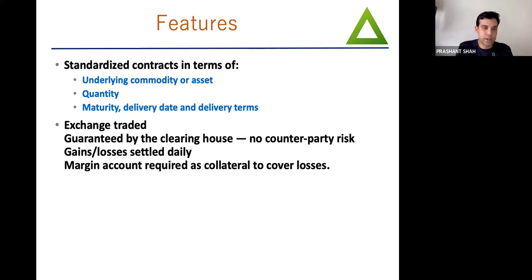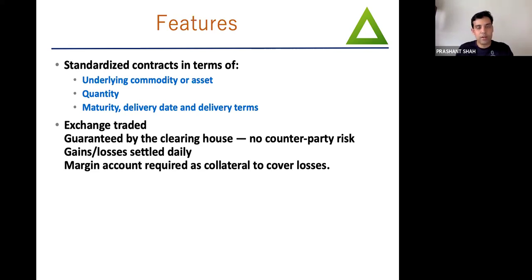Next is exchange traded. Now this brings in one more interesting beauty. This says that forwards are very difficult to terminate, or probably if you want to terminate it, the exit clause is mentioned in the contract itself. So whatever has been the financial repercussions of that clause, the party who wants to make an exit has to be ready to bear. But that's not the case with futures.